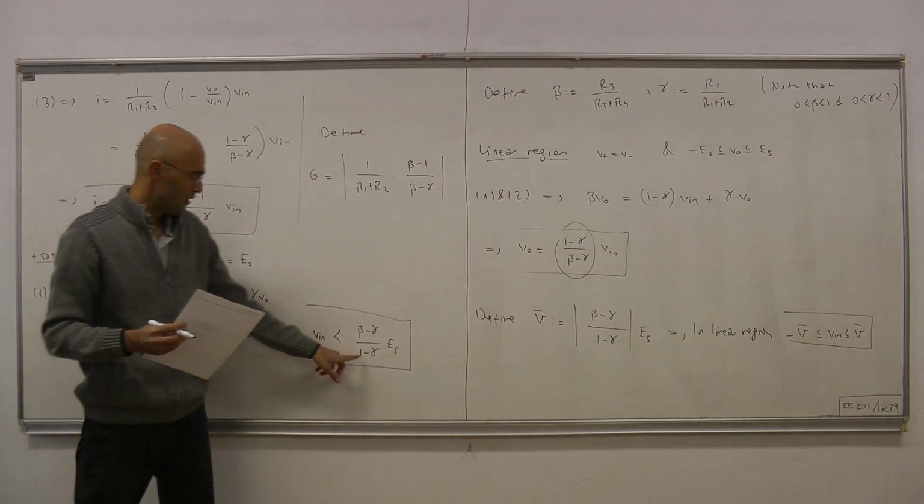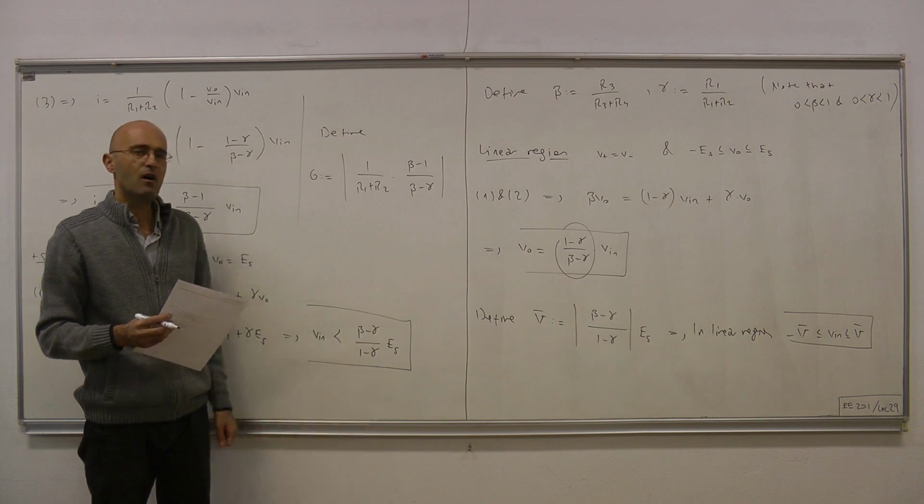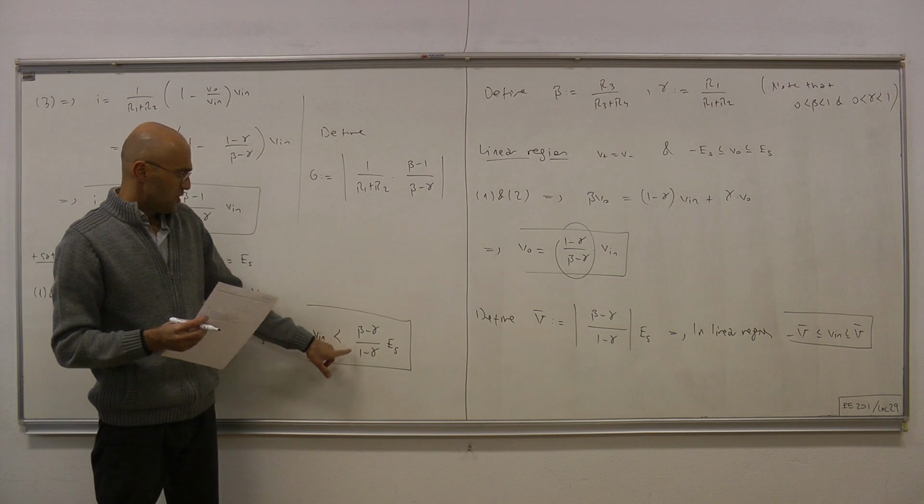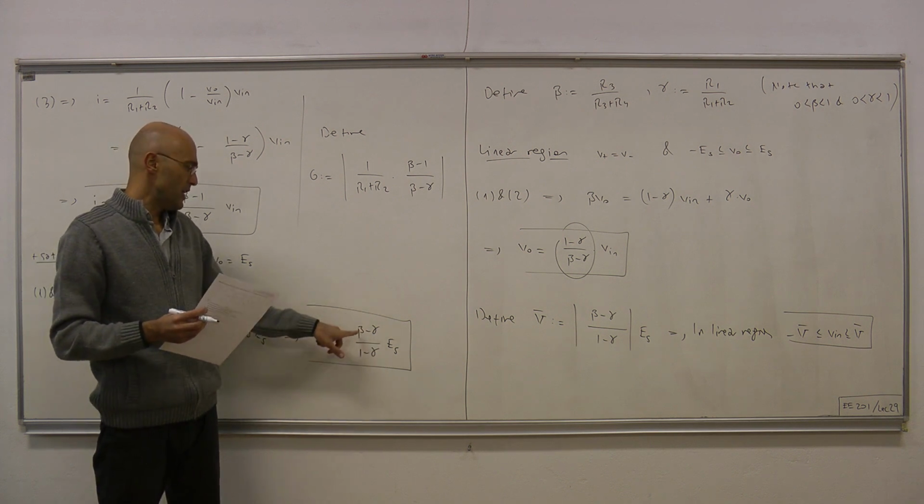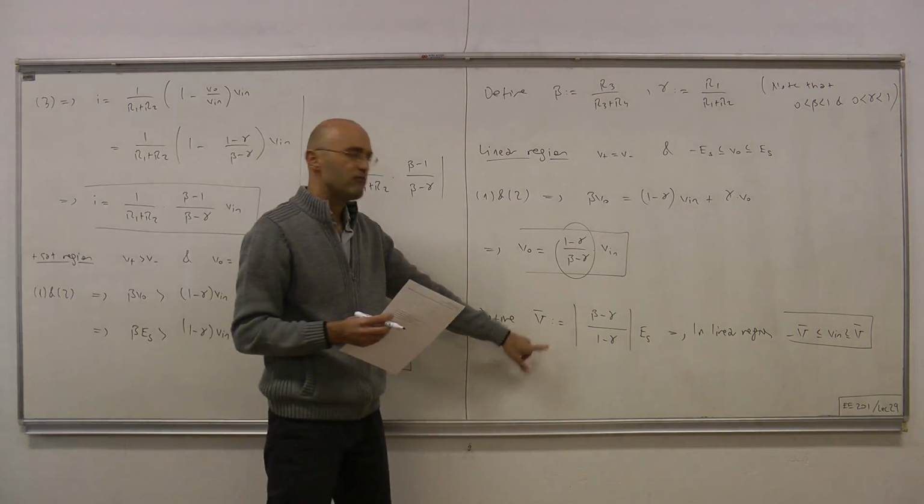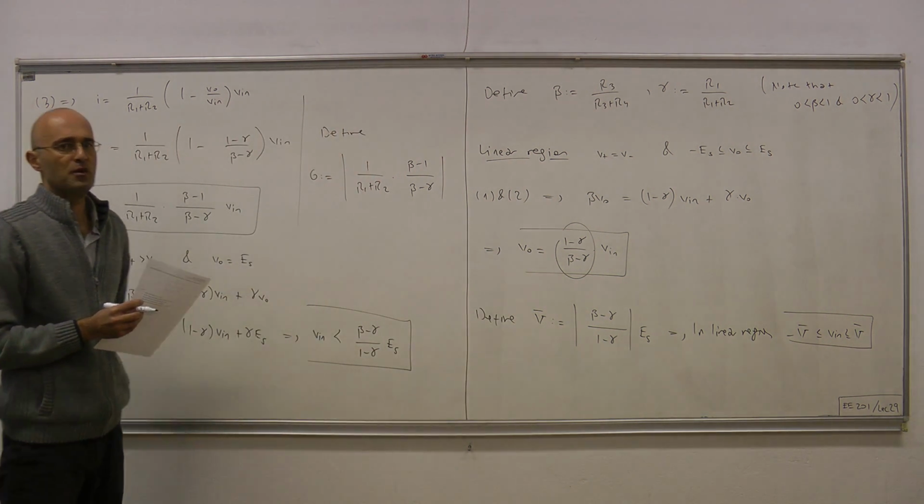Now, this is positive, and if beta is larger than gamma, then this is V bar. On the other hand, if beta is smaller than gamma, then this is minus V bar. Note that V bar we define as the magnitude, therefore it's always positive.